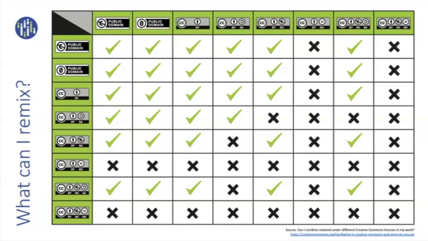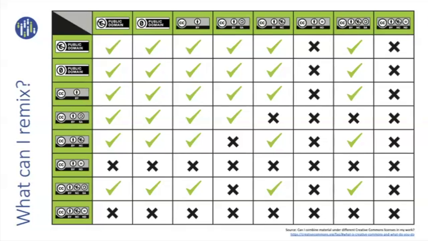This handy table from Creative Commons sets out really clearly what different types of open license are compatible with each other. And you can see here along the horizontal and vertical, we've got our 6 Creative Commons licenses and our public domain and CC0 resources as well. So let's take a closer look at the table.